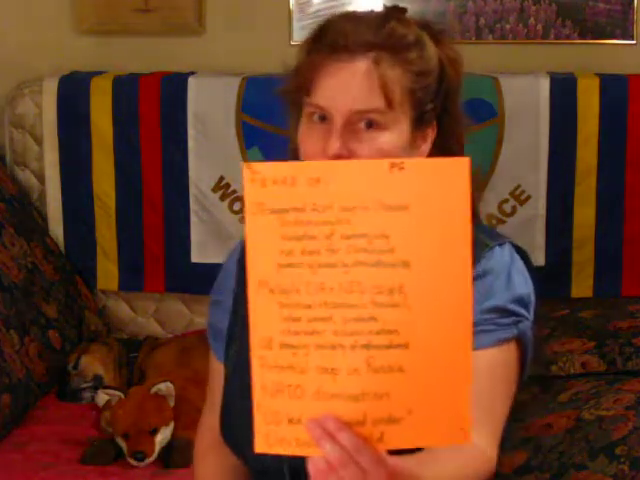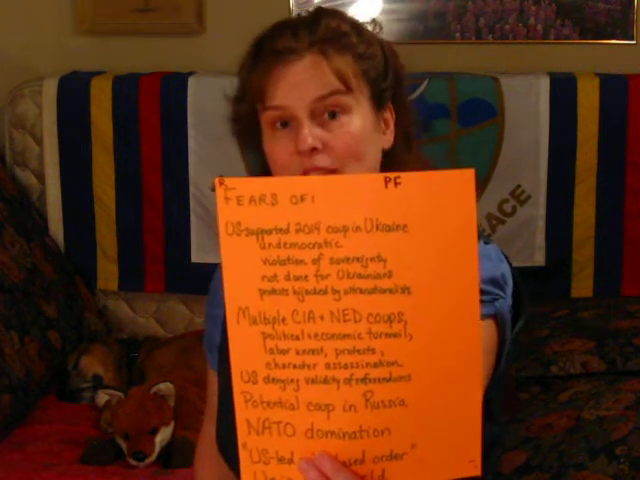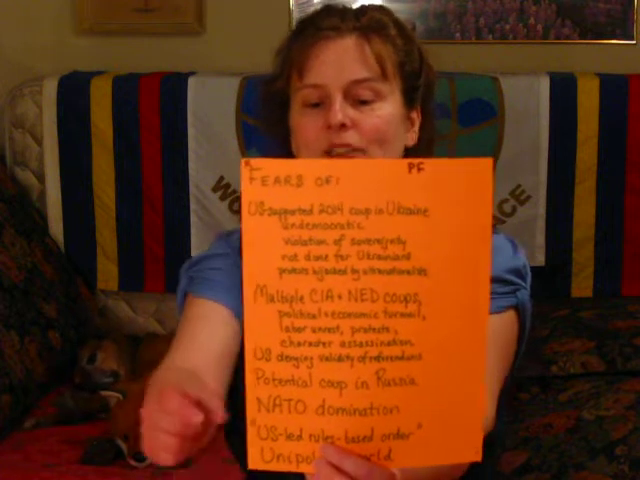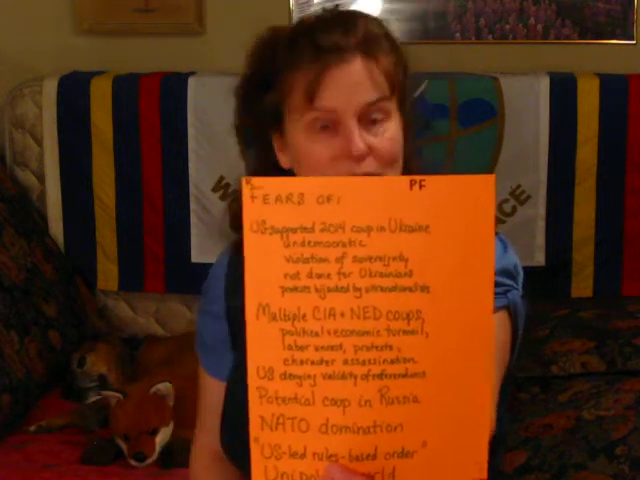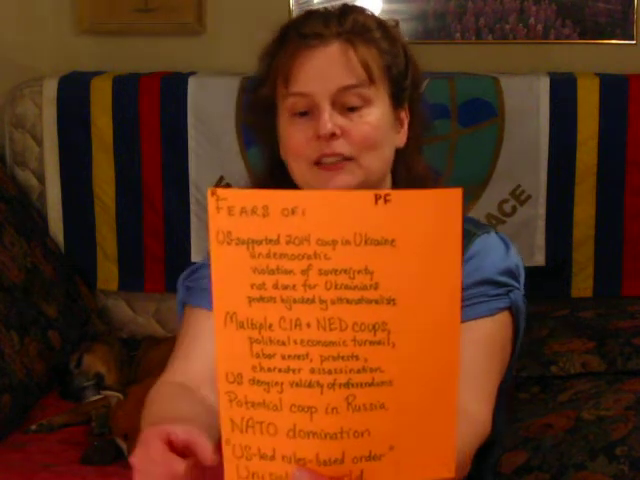Another threat, NATO domination. We have that under fears of threats to life, but it's also a threat to power. And then this U.S.-led rules-based order, which I talked about in a recent essay, and the unipolar world. This is the idea that the U.S. policymakers think that they should be setting the rules for the world. And they really think that they're the good guys and they know how to do it.